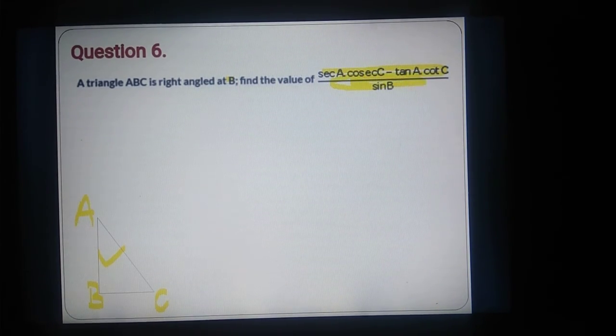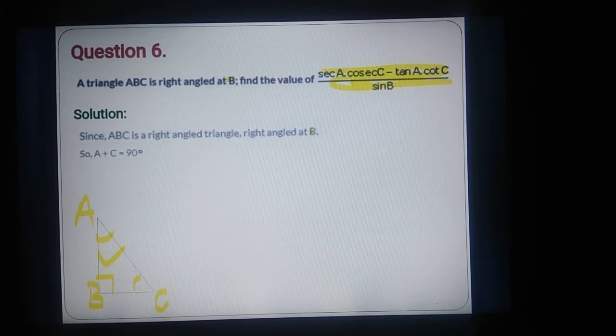So we are going to find the value of this whole thing. Okay, let us see here. Now if this angle B is 90 degrees, then obviously when I add angle A and angle C, I'll get 90 degrees, right? Since ABC is a right angle triangle, right angled at B, we must have A plus C equals 90 degrees, right?